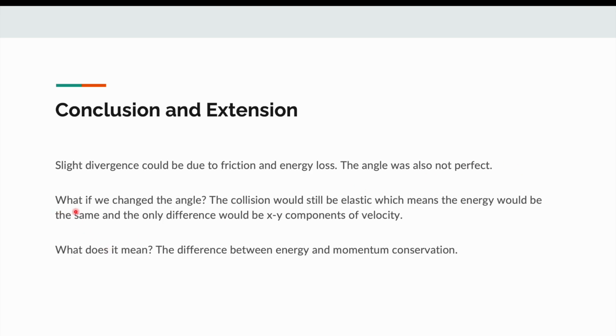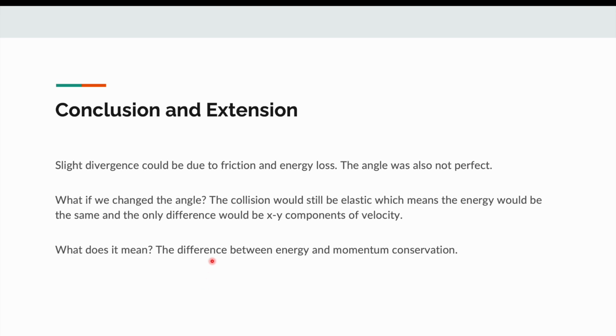Now what if we change the angle? Then the collision will still be elastic, that doesn't change, which means that the energy would be the same, and the only difference would be the x and y components of velocity of the different balls, because they would be going in different directions. But what matters in the total energy and the elastic collision is simply the initial velocity and mass of the ball that's hitting the other.